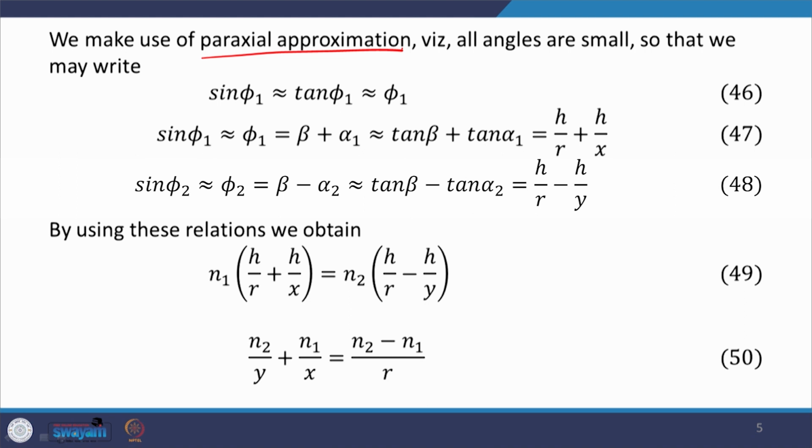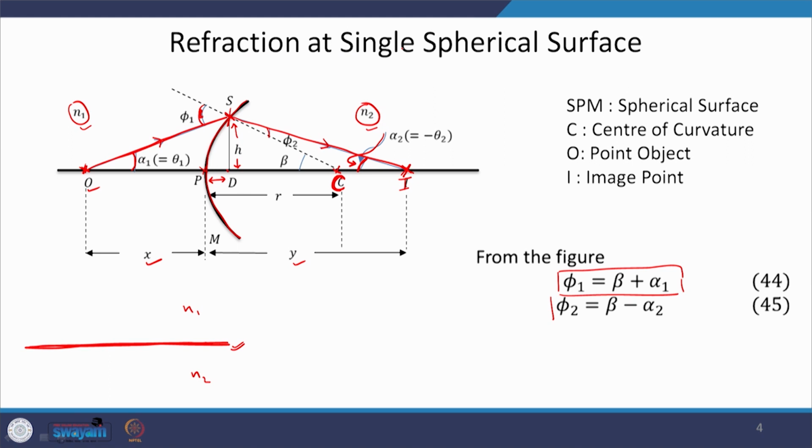What is the paraxial approximation? The paraxial approximation says that we will consider only those rays which are very close to the principal axis of the system, or the axis of the system. And what is the axis of the system? The axis of the system is this axis of symmetry, represented by this dark line, the OCI line or OI line. Now, if we consider only the rays which are very close to this line, in that case alpha 1 would be very small. Similarly, alpha 2 would also be very small.